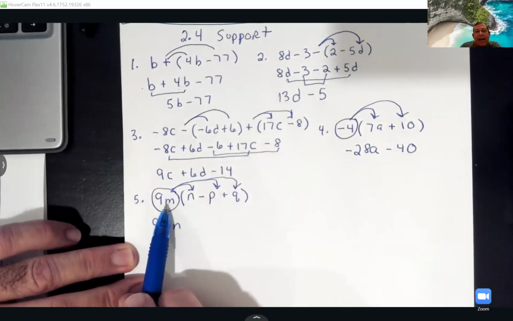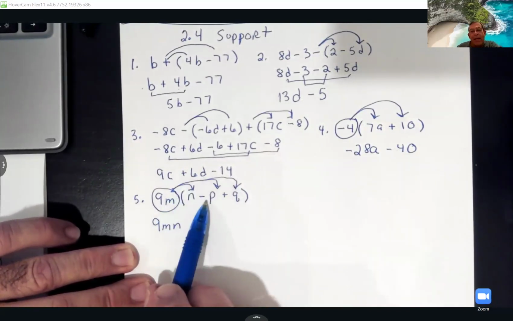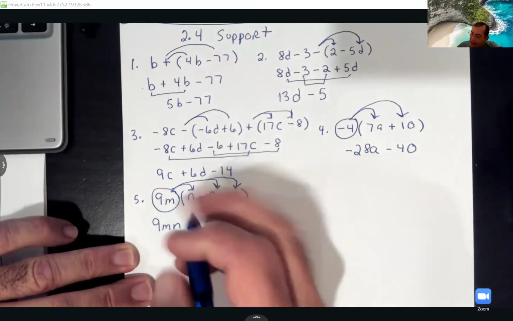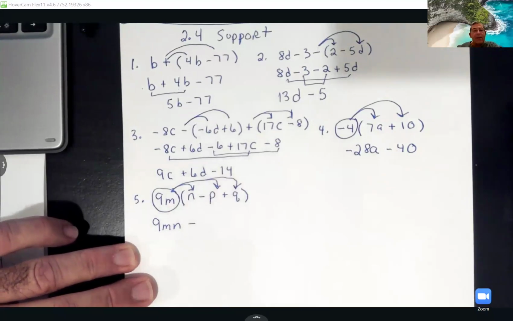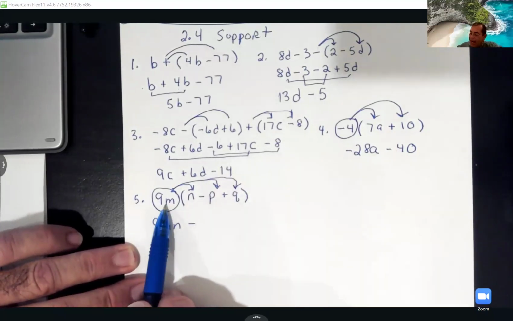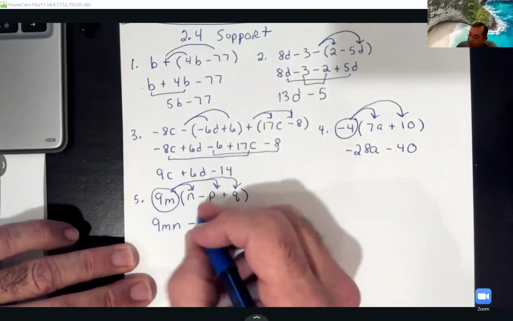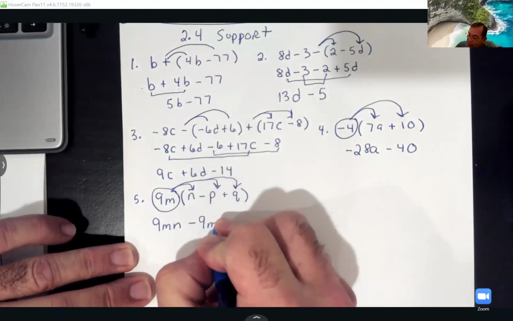Then you're going to take that 9m times that negative p. Well, first of all, a positive times a negative, we'll keep that a negative. And then the 9m times p is just a 9mp.